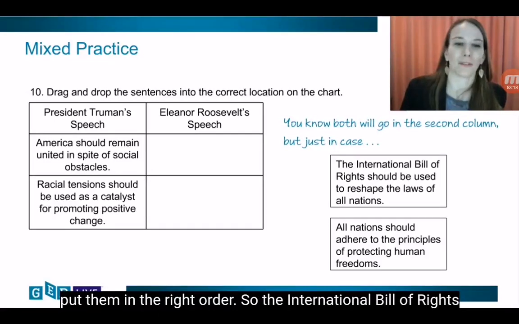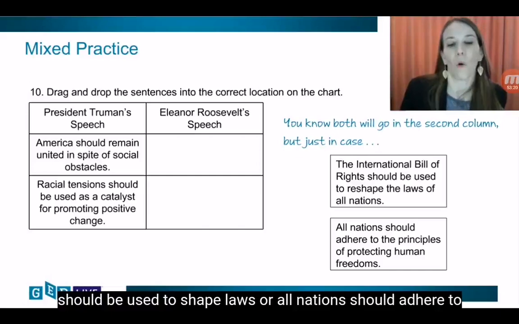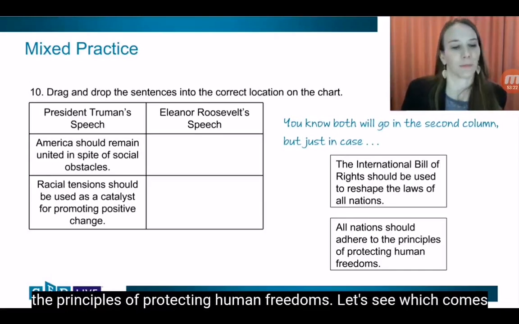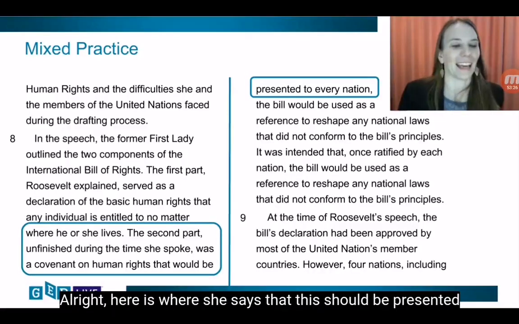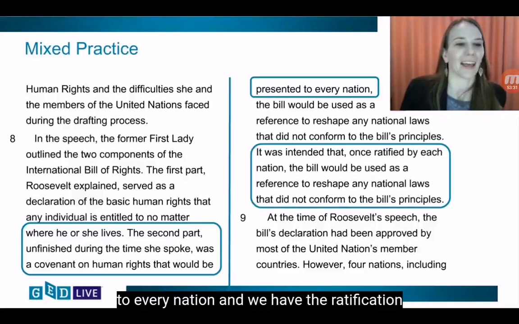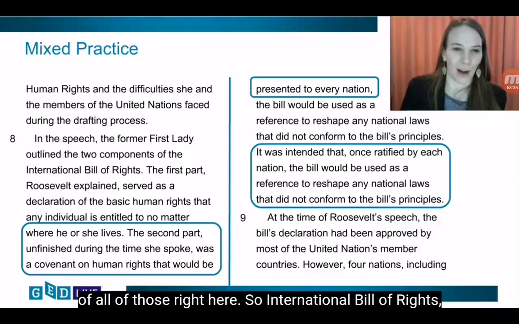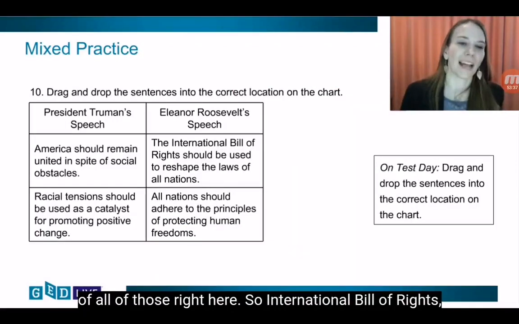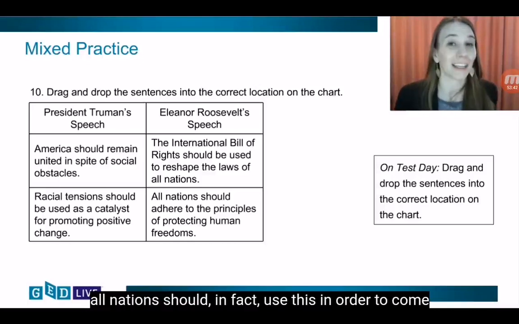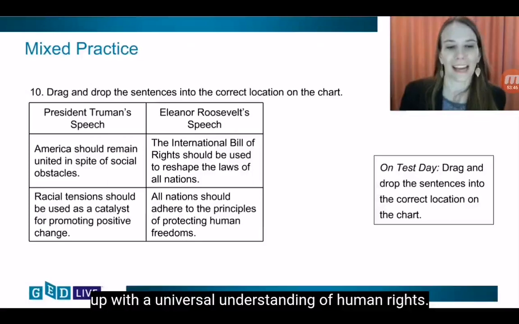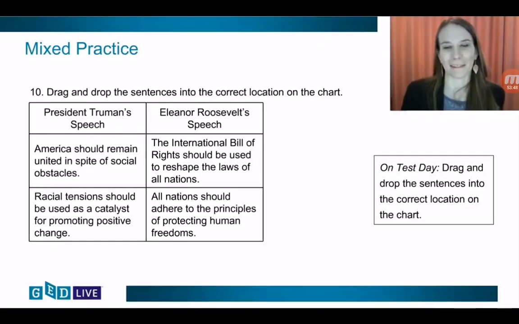So the International Bill of Rights should be used to shape laws, or all nations should adhere to the principles of protecting human freedoms. Let's see which comes first. All right, here is where she says that this should be presented to every nation, and we have the ratification of all of those right here. So the International Bill of Rights should be used to shape the laws, and then she mentions all nations should in fact use this in order to come up with a universal understanding of human rights.